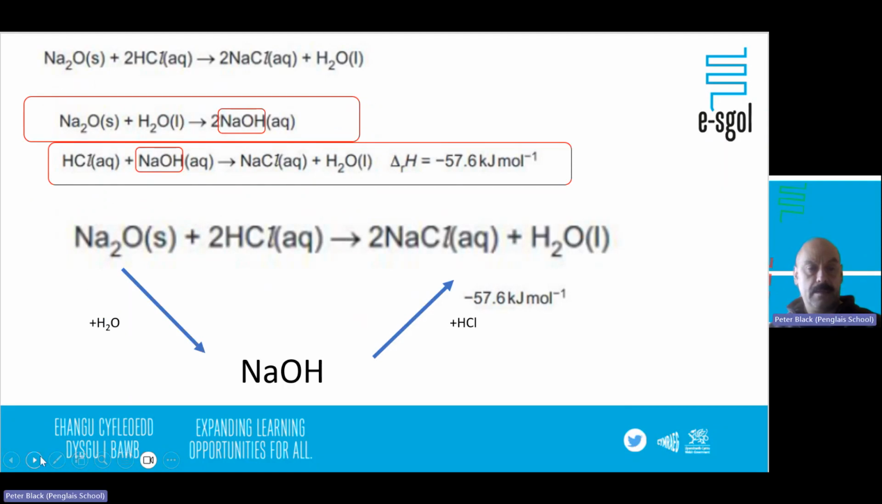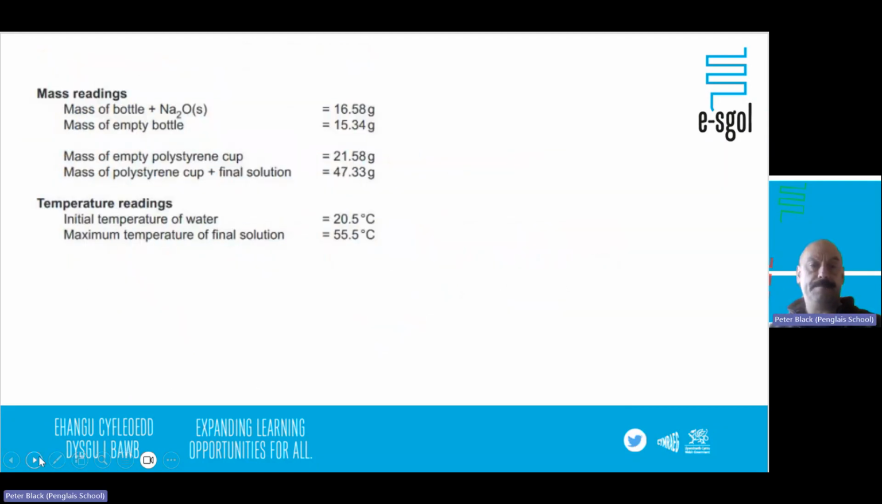Okay, so there's the data from the question. So use your data there now to work out various things you'll need to be able to do the calculation. Remember, we're going to be using mcΔT to work out the enthalpy change, the energy change of the water. So we need the mass of solution. We're going to need the temperature change. Also, if you want to work that out as an enthalpy change, then we're going to also need to know the number of moles of the sodium oxide as well. So we can convert that into energy change per mole.